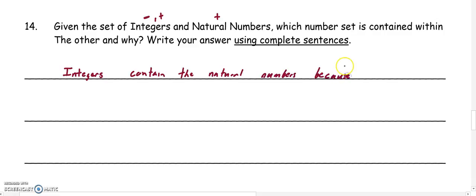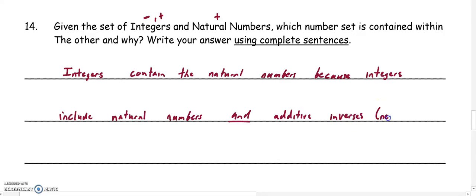because integers include natural numbers and their negatives, or as we call them, additive inverses. If you want to just call them negatives, that's fine too.